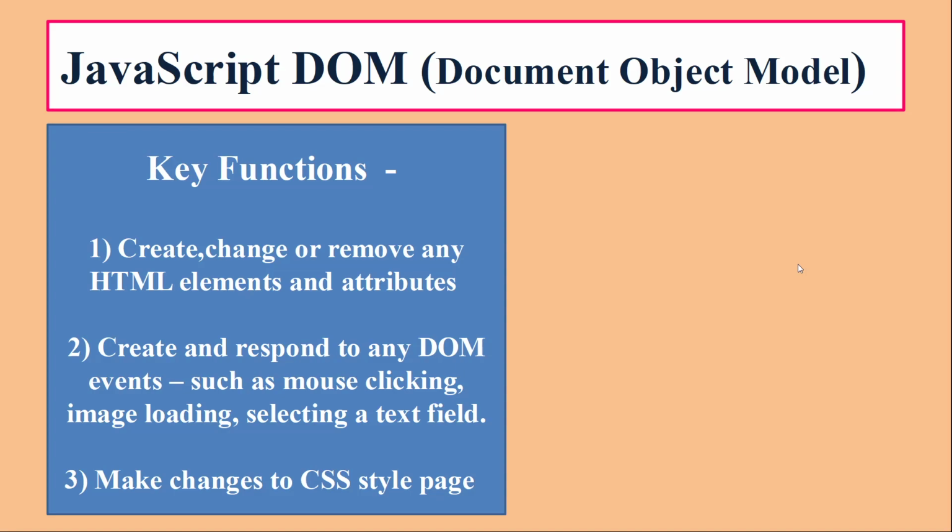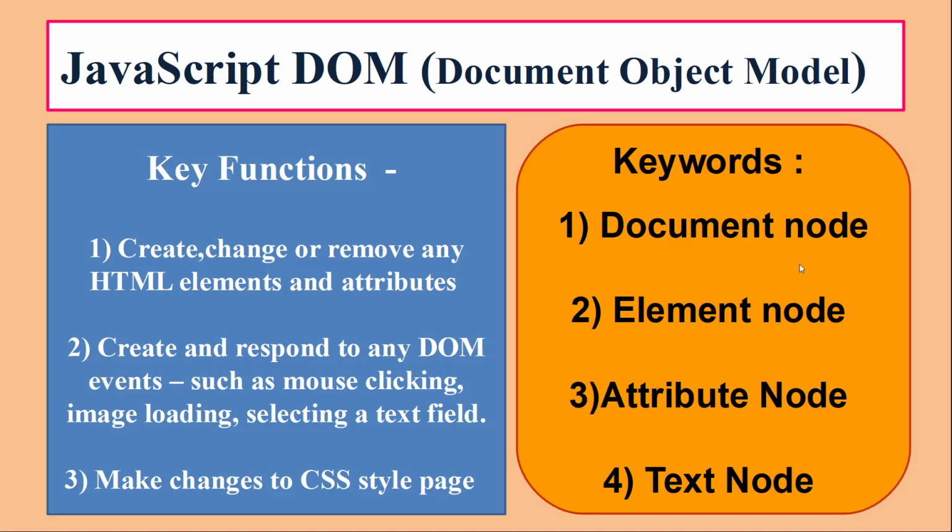So for example, mouse clicking, image loading, or selecting a text field, and it allows us to change the styles of CSS. So it's really powerful, and it's a good idea to get a grasp of what it can do. The keywords that you need to know: you need to know what a document node is, an element, an attribute, and a text node. These are the key terms that you need to get familiar with.